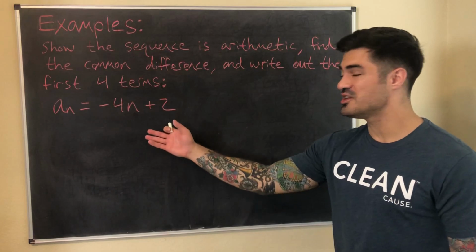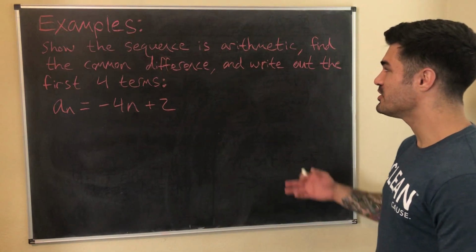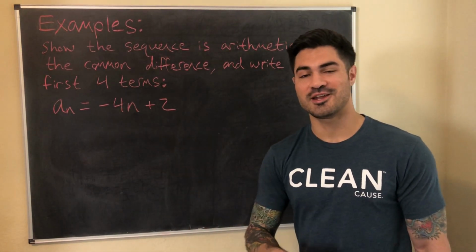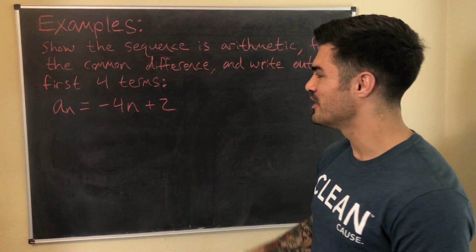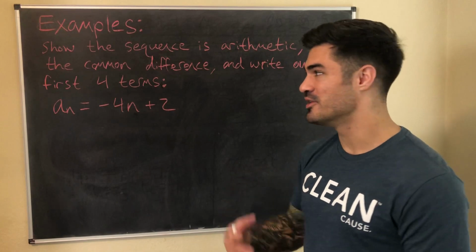We're going to show that this sequence is arithmetic, find the common difference, and write out the first 4 terms. And I encourage you to pause the video and try this on your own if you're really trying to practice and learn this stuff. Then press play to compare your answer with my answer.